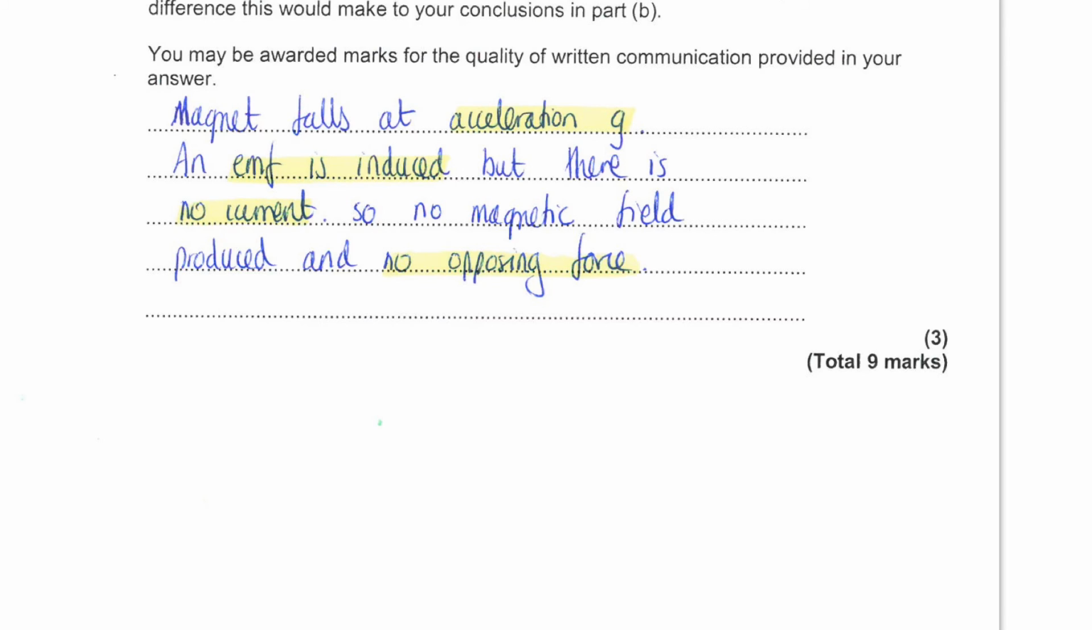So, consider the magnet falling. The magnet will now fall with the acceleration due to gravity. This is because, although an EMF is still induced, there can be no current because we have an incomplete circuit. That means there will be no magnetic field generated around the coil and no force opposing the motion. Hence, the magnet falls with the usual acceleration due to gravity.